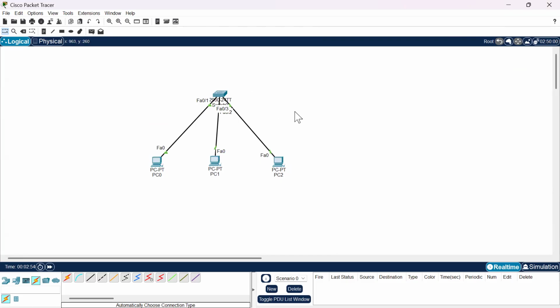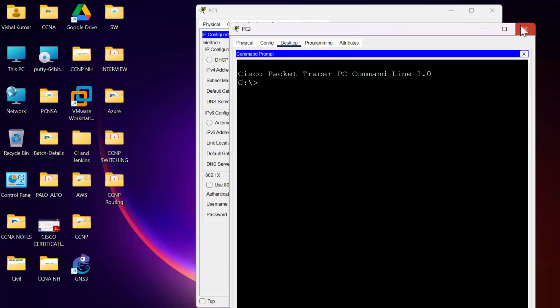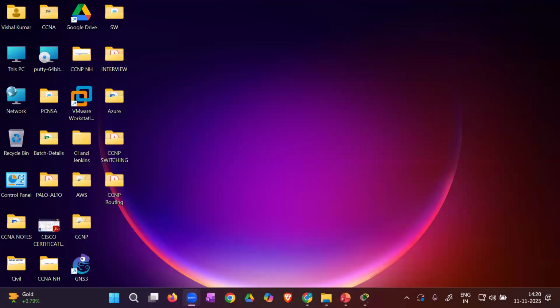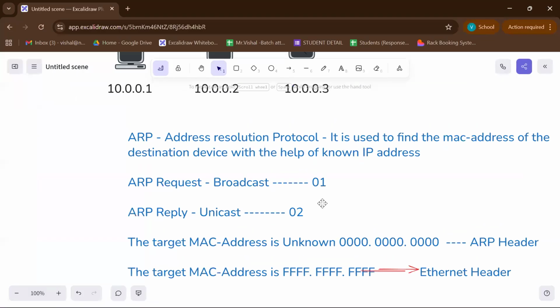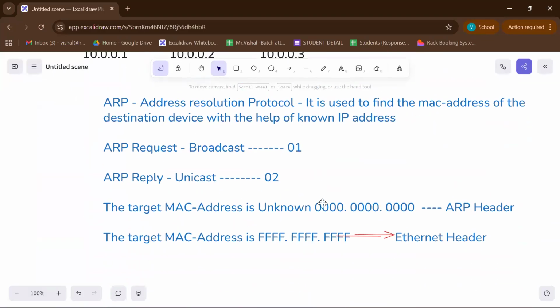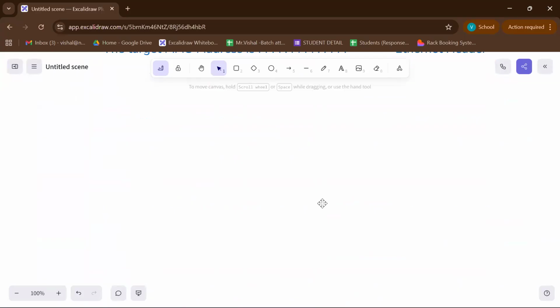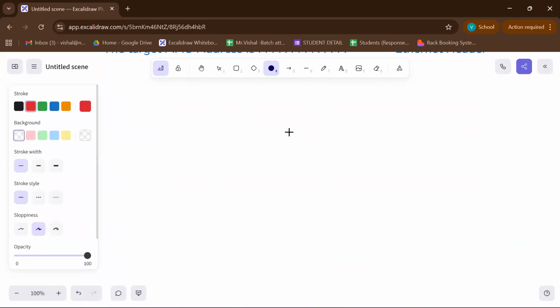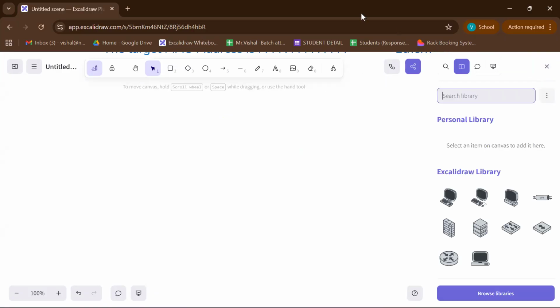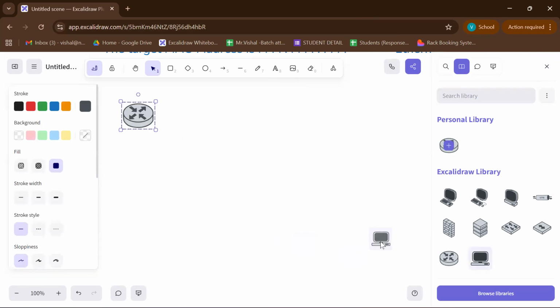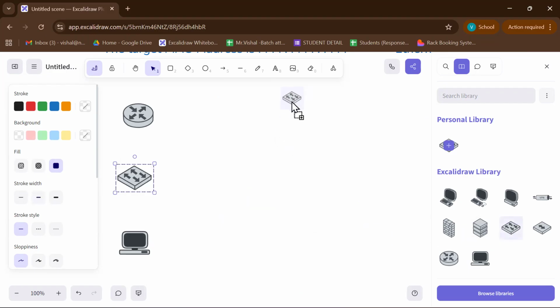Till here it is clear? Okay. Now we'll take one more scenario here. We'll take a router, one PC, then one switch, one more switch, and a PC.